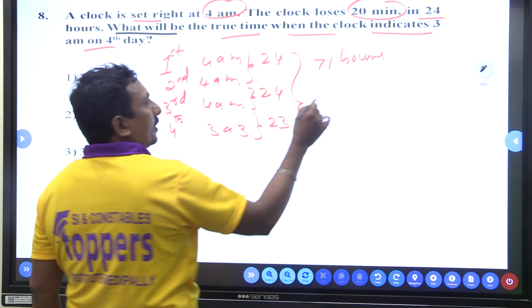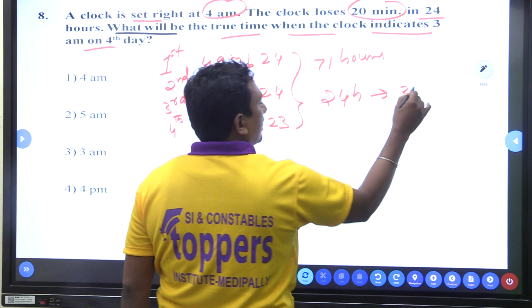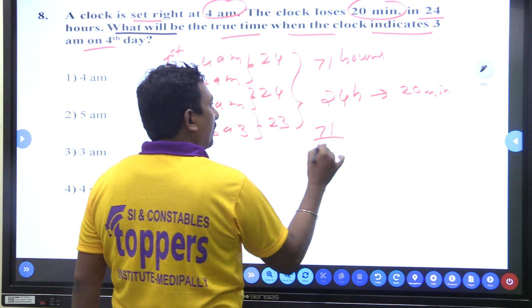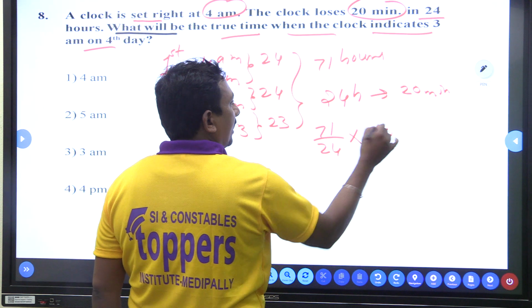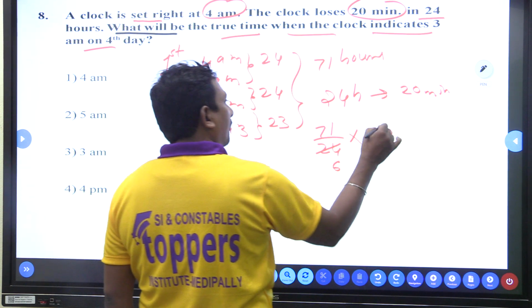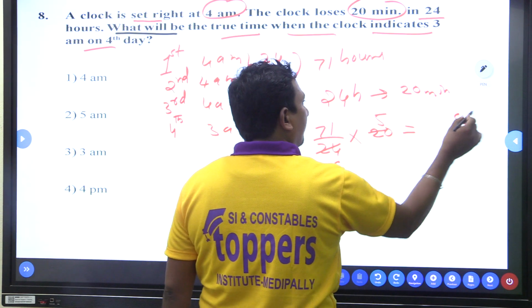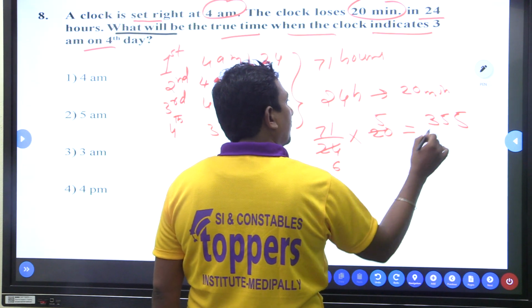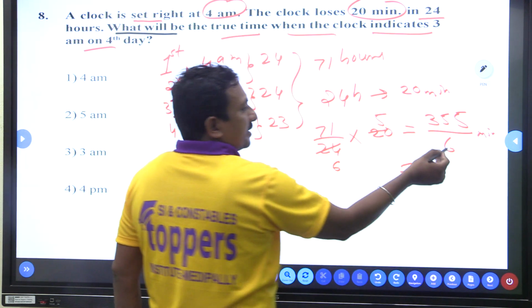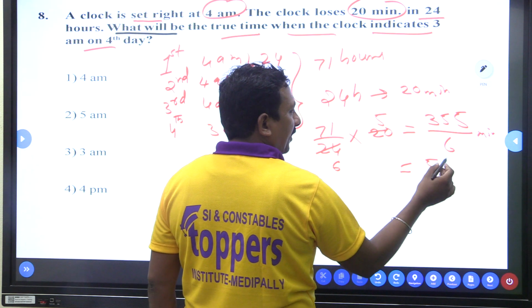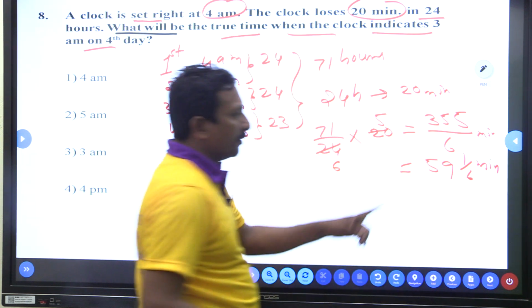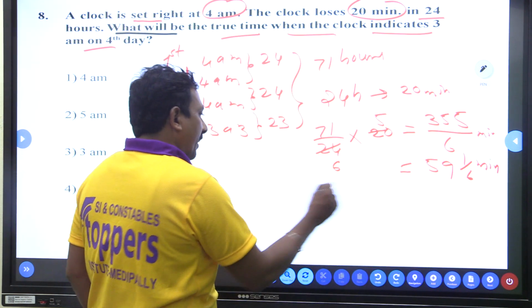The watch is set right. Every 24 hours it loses 20 minutes. What about 71 hours? So 71 by 24 into 20 minutes. Fourth table: 4 sixes are 24, 4 fives are 20. Now 71: 7 fives are 35, so 355 by 6 minutes. Sixth table: 6 fives are 30, 6 nines are 54, so 59 and 1 by 6 minutes it loses.